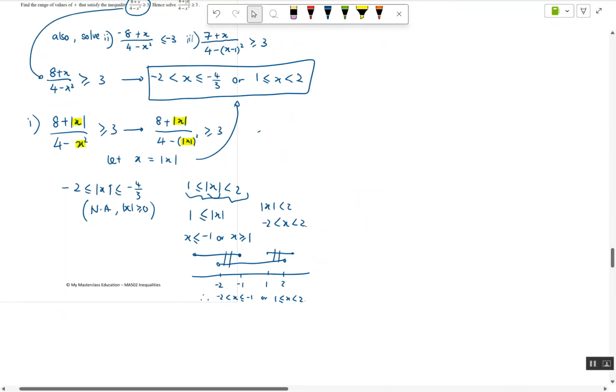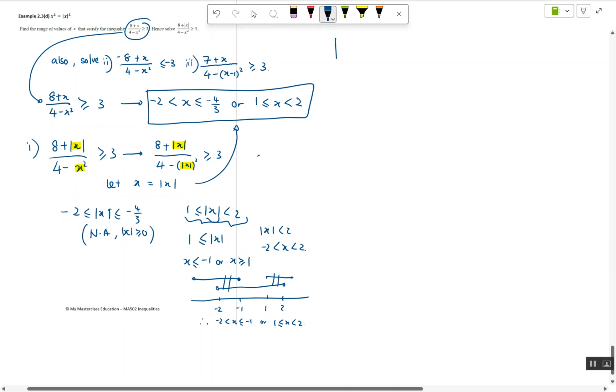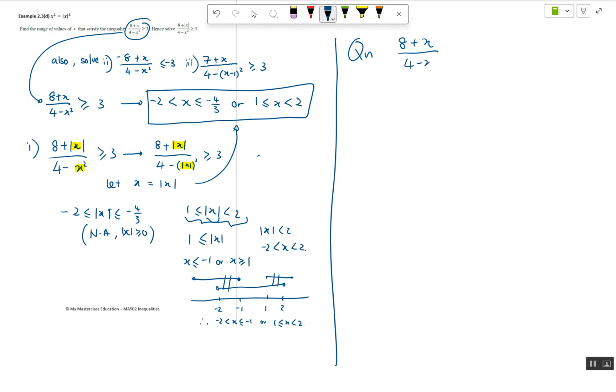Okay, now for part 2. Okay, part 2 is a little bit harder. Again, remember that the question is 8 plus x over 4 minus x squared greater equals to 3. Now, this was done already. You already got the answer. The answer is over here. We are looking at negative 8 plus x over 4 minus x squared lesser than equals to negative 3.